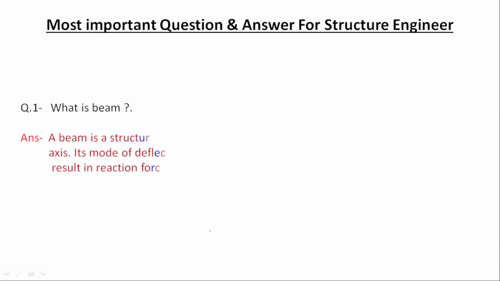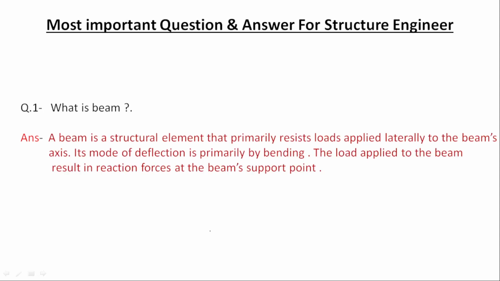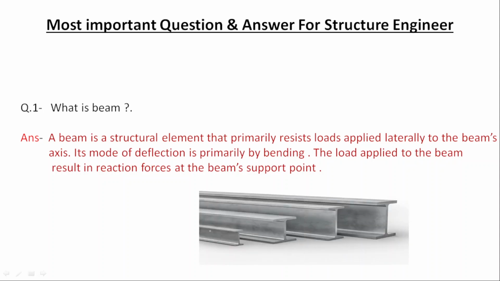The answer is: a beam is a structural element that primarily resists loads applied lateral to the beam's axis. It means its mode of deflection is primarily by bending. The load applied to the beam results in a reaction force at the beam support points. So here, this is the picture of a beam. You can see the picture of the beam.